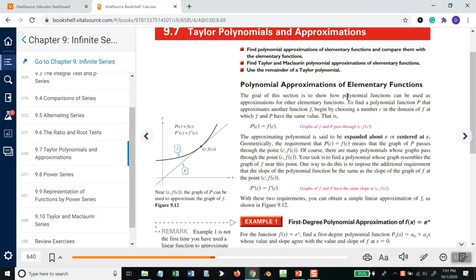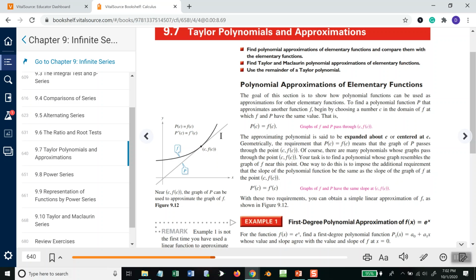So 9.7, Taylor Polynomials and Approximations. Okay, the goal of this section is to show how polynomial functions can be used as approximations for other elementary functions. To define a polynomial function P that approximates another function F, begin by choosing a number C, and then go through all that. Okay. So this first part, we're approximating this graph right here with this linear form.